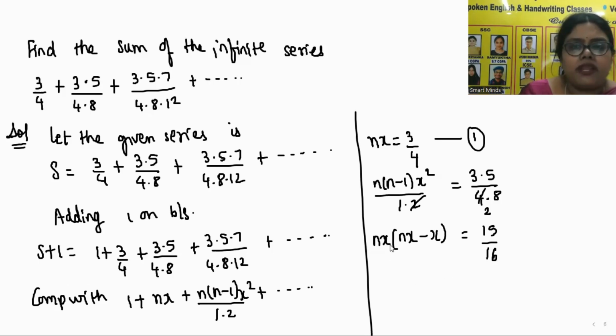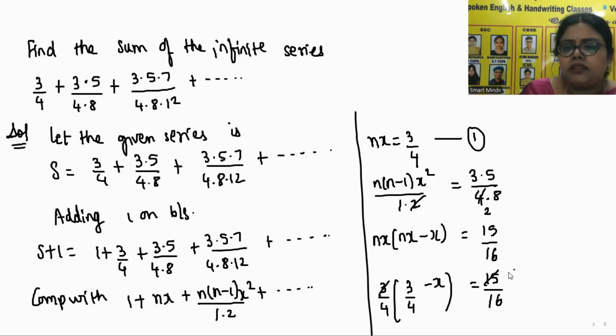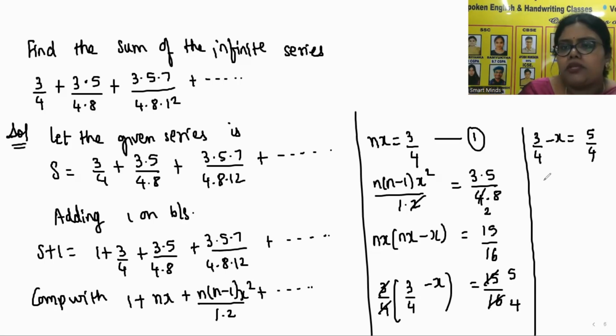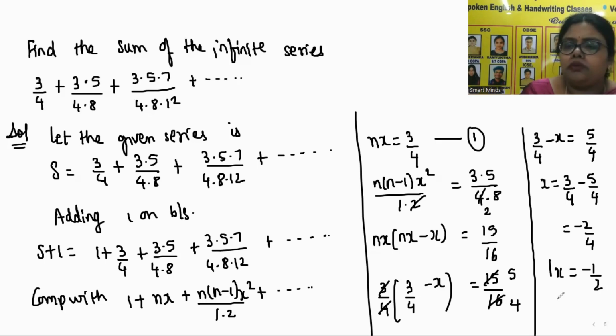Now in the place of nx, we can substitute 3 by 4. So 3 by 4 into 3 by 4 minus x equals 15 by 16. So 3 ones are 3, fives are, 4 ones are 4, fours are. So you will get 3 by 4 minus x equals 5 by 4. So x equals 3 by 4 minus 5 by 4. That is minus 2 by 4, which is equal to minus 1 by 2. So we got x value.